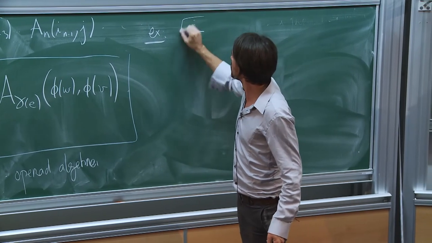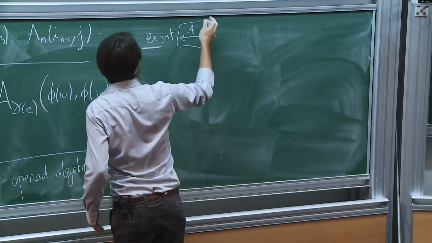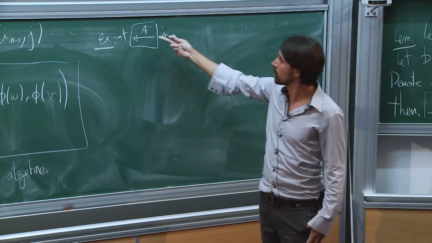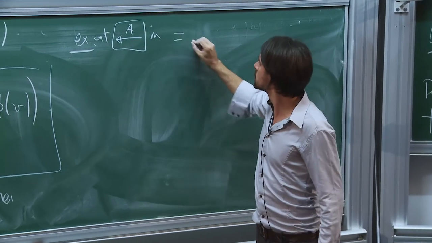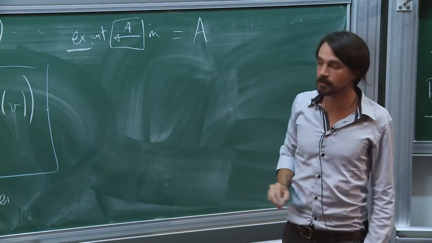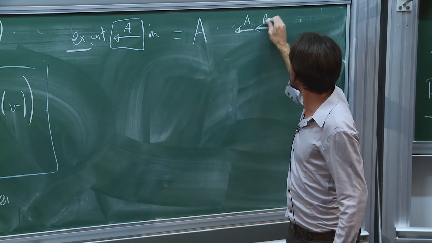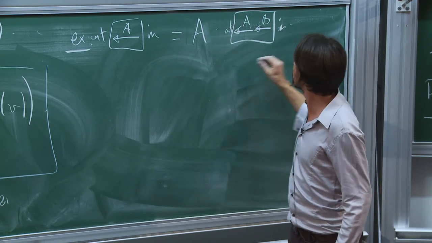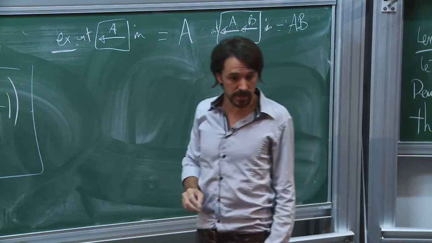So by definition, because I compare it with a polynomial, if I take this, I put directly the matrix on the edge. This is just the matrix A. And if I have two edges like this, A and B, from the input to the output, this is the usual product of the matrices, AB.